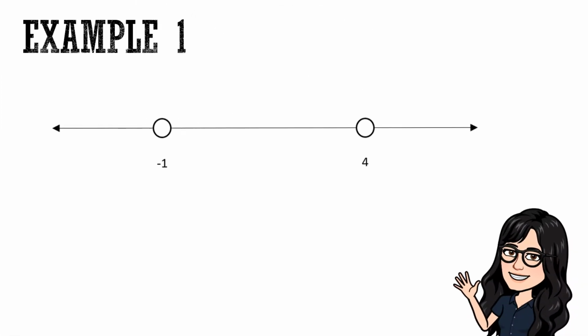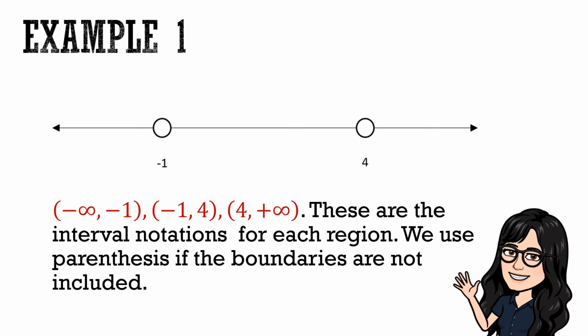Example number 1. The two given boundaries are in an open circle. Therefore, we can write this as the quantity negative infinity and negative 1, the quantity negative 1 and 4, and the quantity 4 and positive infinity. These are what we call the interval notation for each region. We use parentheses if the boundaries are not included.